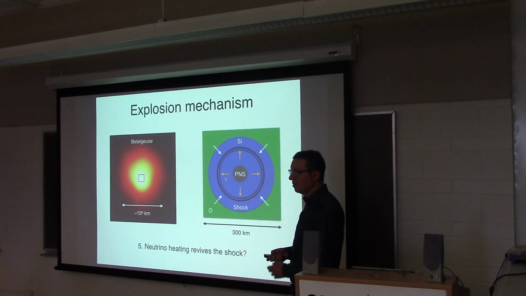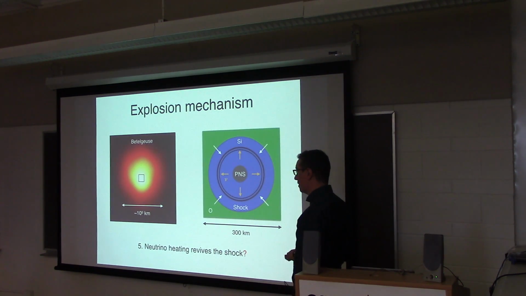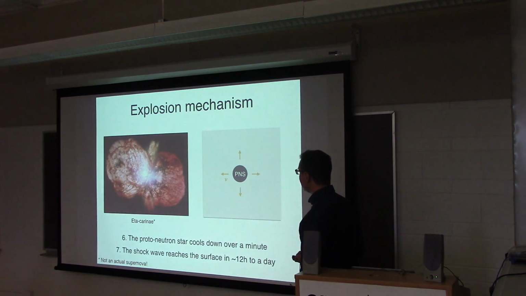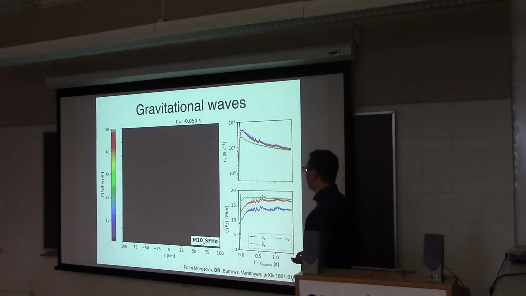And then something has to happen to revive the shock wave to trigger an explosion. This is the part of the theory that still needs to be completely understood. If the explosion is successful, then the shock wave runs out. It takes 12 hours, maybe a day, for the shock wave to travel through the star. Only when the shock wave reaches the surface can photons freely escape and we see them. The proto-neutron star meanwhile cools down, emitting neutrinos for about a minute.